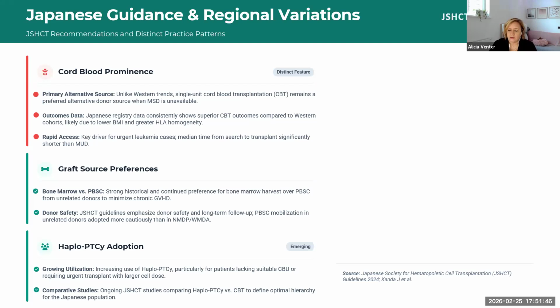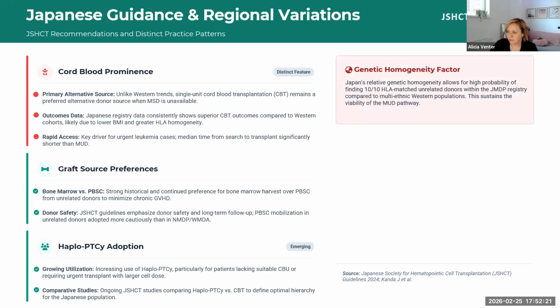There is a slight growing trend of haplo with PTCy adoption in Japan, but it's slow, but it's happening. And they're also doing more studies to compare haplotransplantation with cord blood to also improve access within their country. But they are quite self-sufficient. They do not import as many products as I think anyone else. They are able to find unrelated donors or unrelated sources, at least, for almost all of their patients nationally. And so the genetic homogeneity factor is what we just discussed.